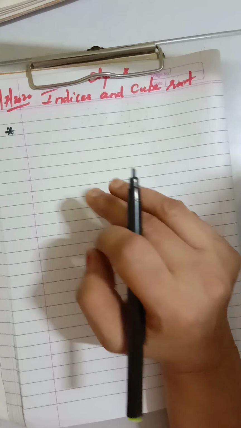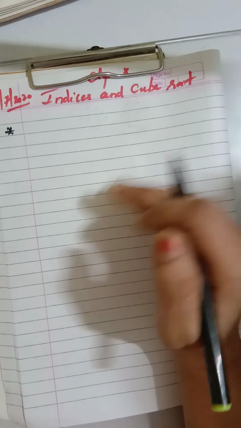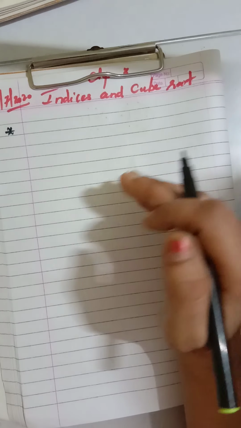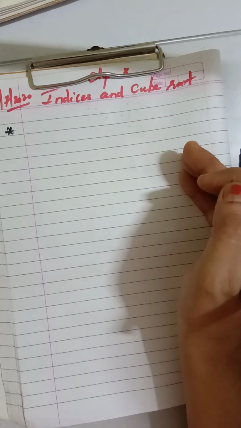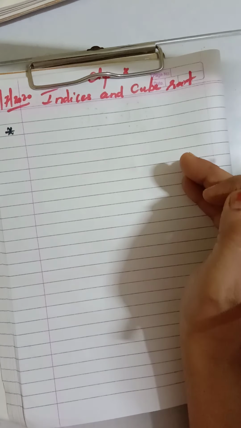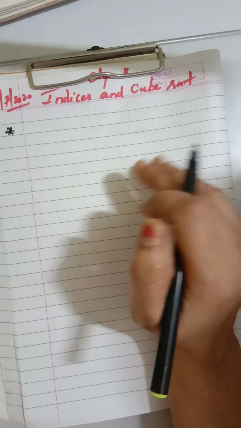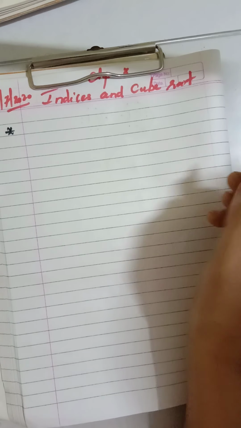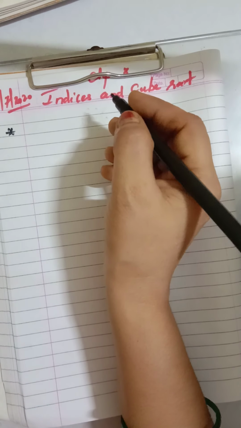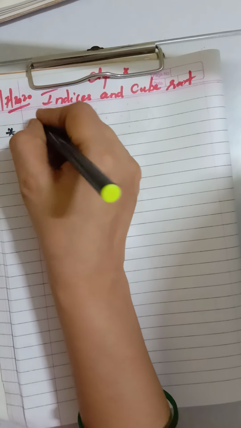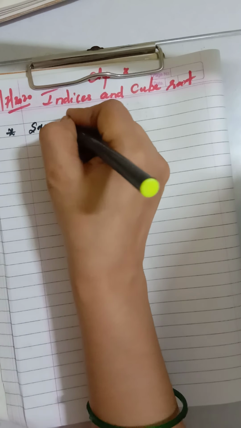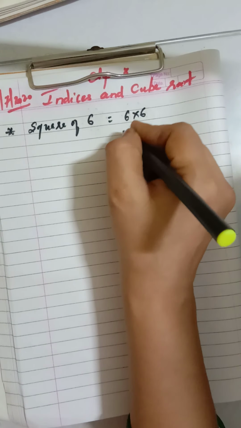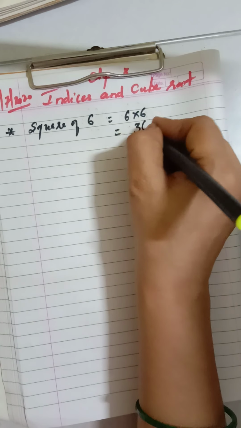In standard 7 you learnt about square and square root. Remember, we have learnt how to find a square of a number and how to find a square root of a number. So what is the square of a number? Whenever any number is multiplied by itself, we get the square of that number. Now suppose we are finding the square of 6, so it will be 6 into 6, and that will be equal to 36.